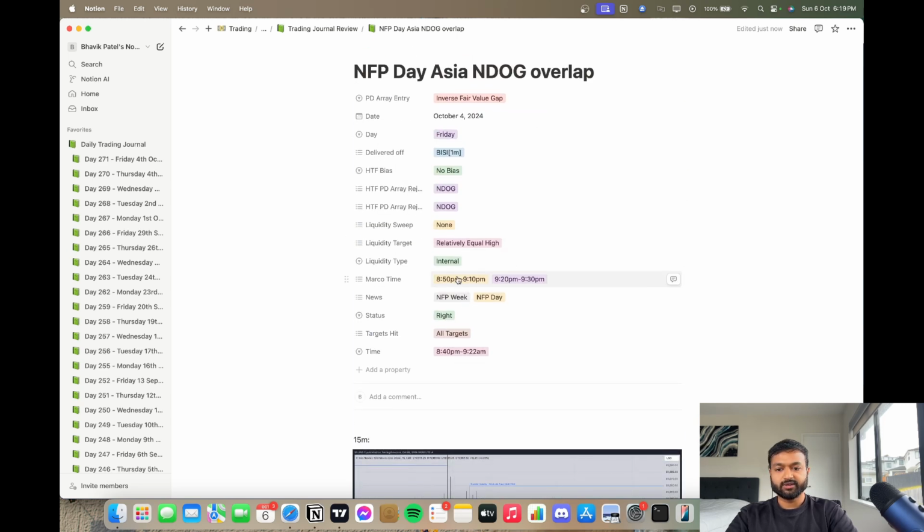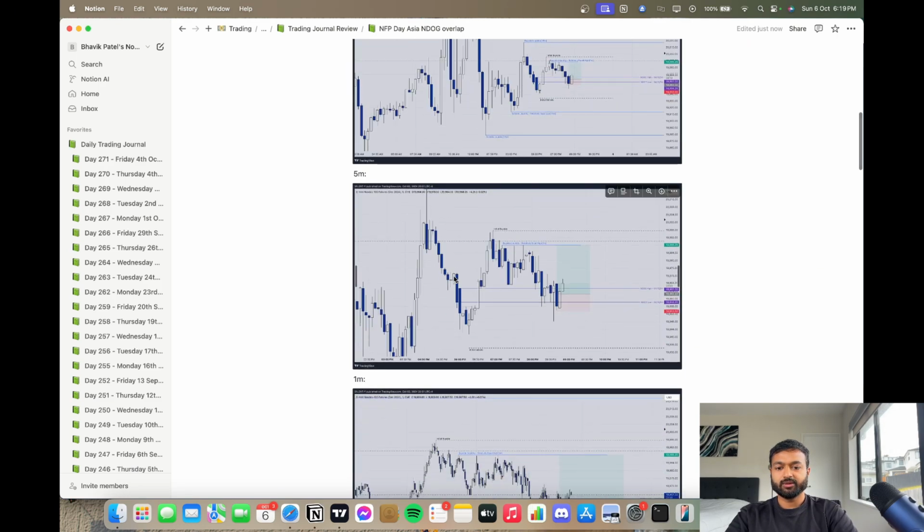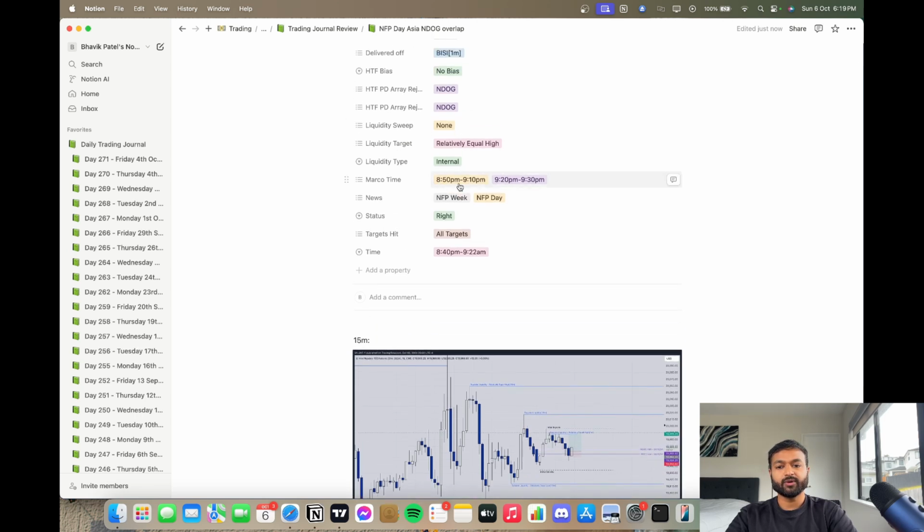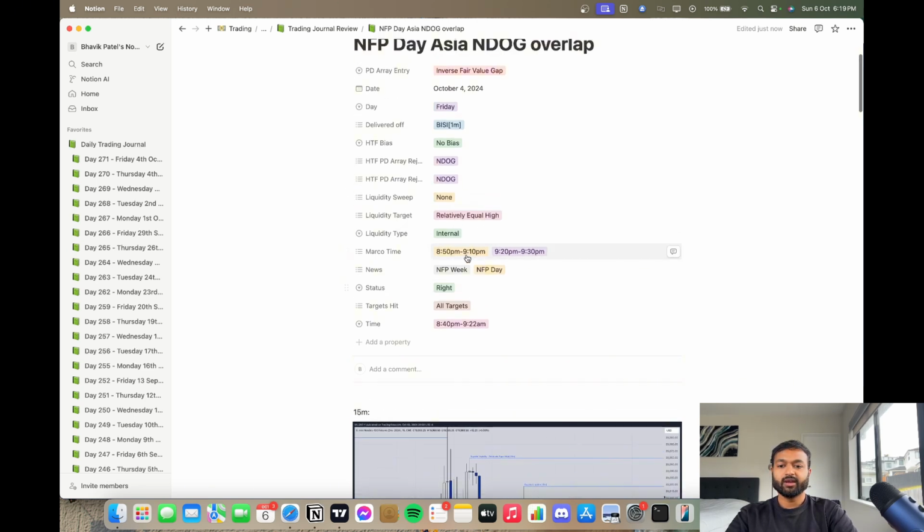And then I also mark down my macro time. So macro time is what period in time. A macro runs every 1 hour between the time of the 50 to the 10. So 50 past and then 10 past. So between those periods of time. And those are the times when price will run to either an inefficiency or liquidity.